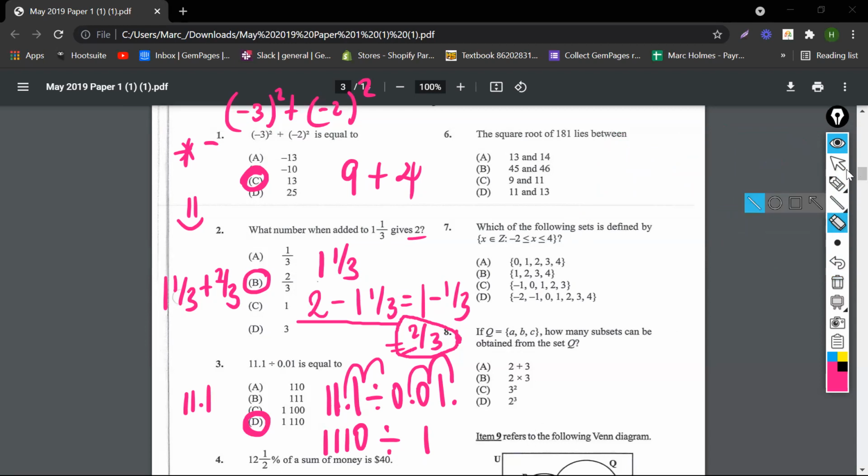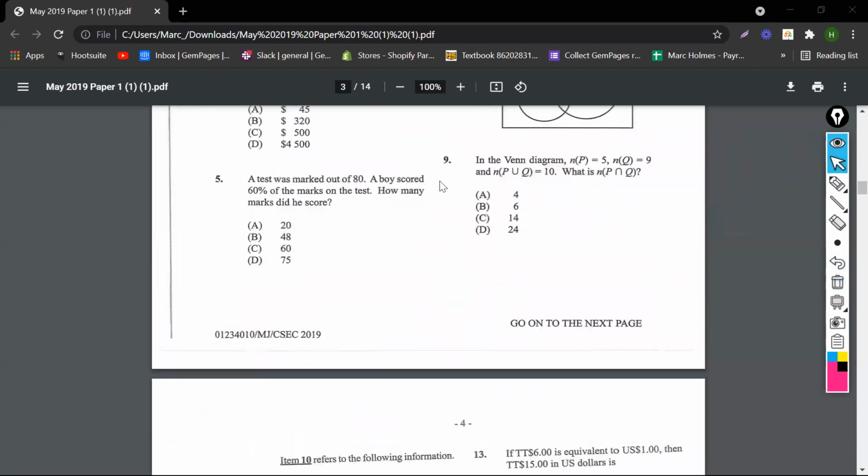Really easy. Cool. So can we move on? Let's move on to number 4 now.